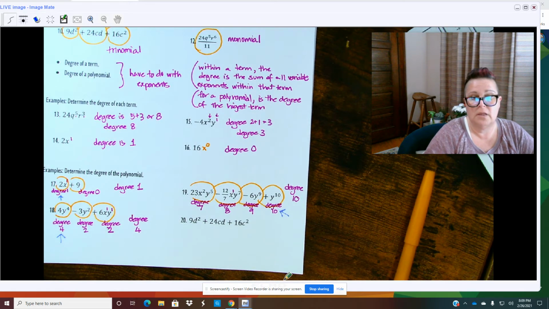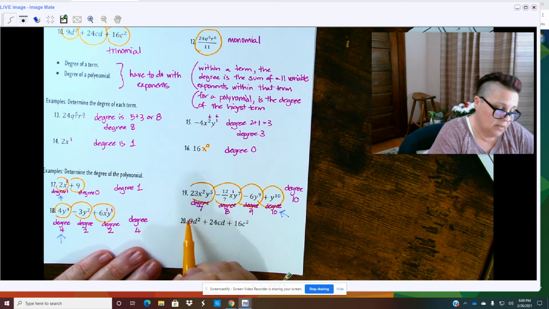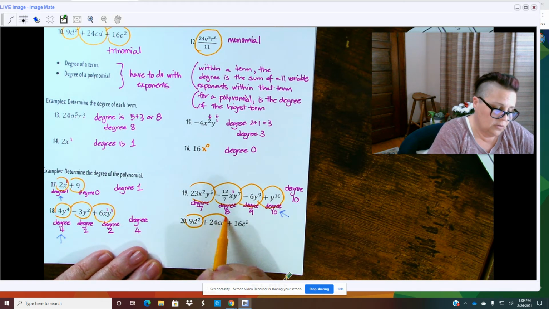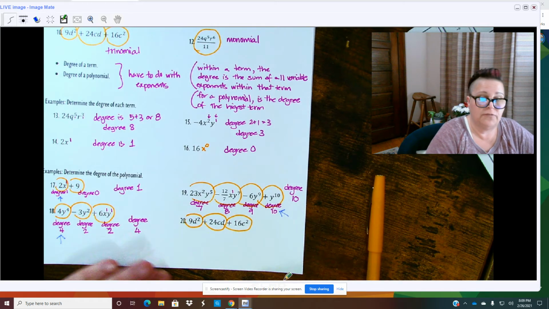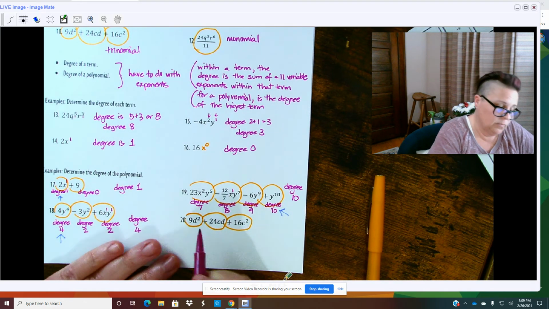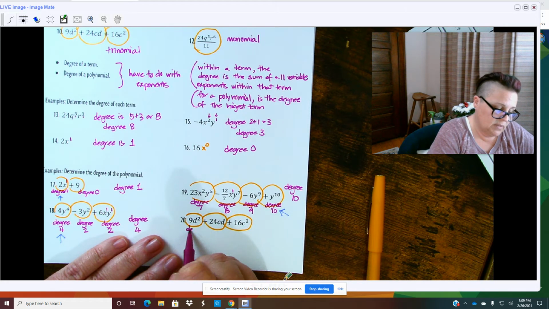Okay. For doing problem 20, this is a trinomial. I have 1, 2, 3 different terms. The first term is a variable term with only 1 variable and an exponent of 2. So this would be degree 2.